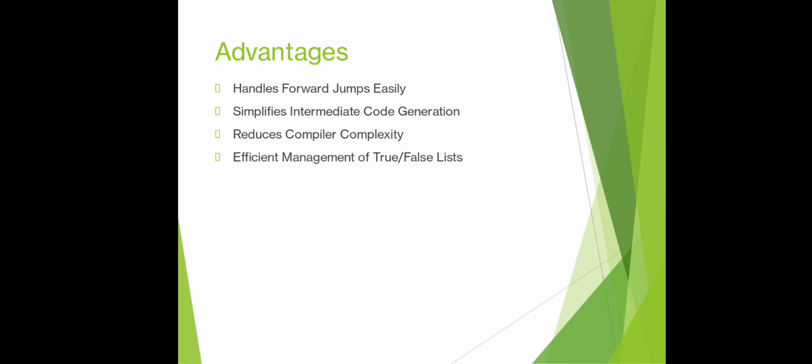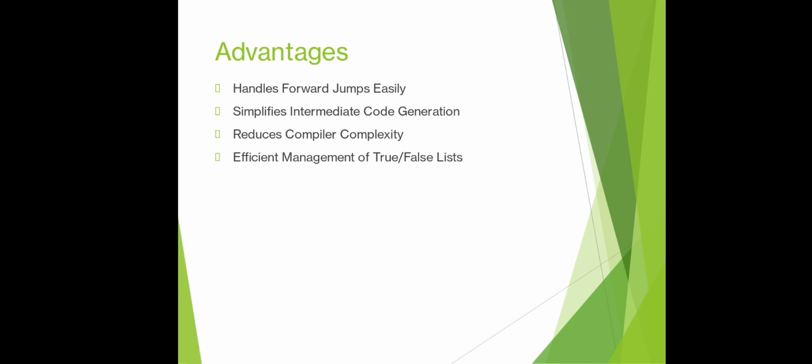So next are some advantages of backpatching. There are key advantages. First is that it handles forward jumps easily, meaning forward jump targets are often not known at the time the jump instruction is generated. Backpatching lets you defer specifying the jump address until it is known. And next is that it simplifies intermediate code generation. So there is no need for complex data structures to track unresolved jumps. It just maintains a list of instructions to be patched.